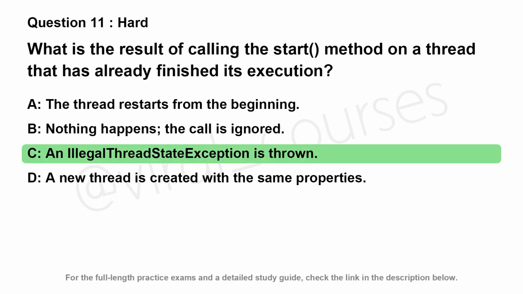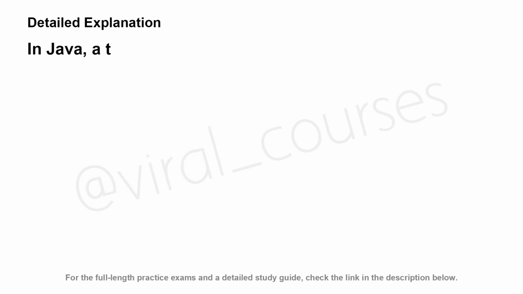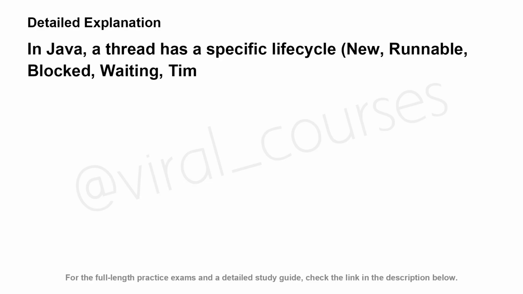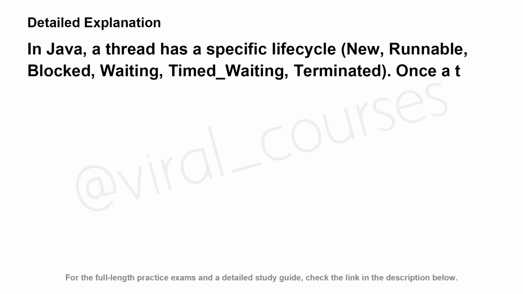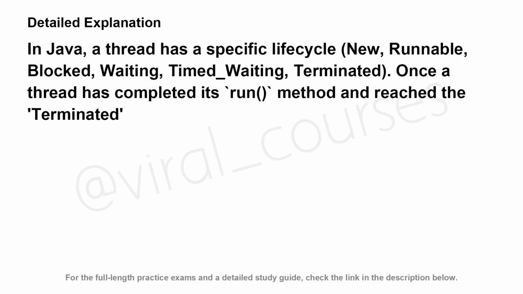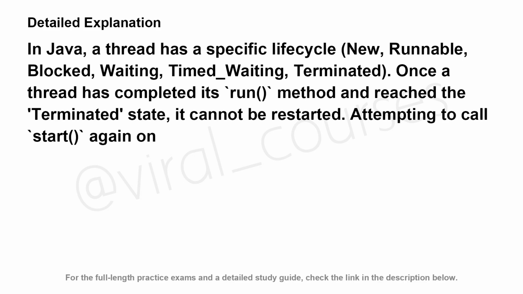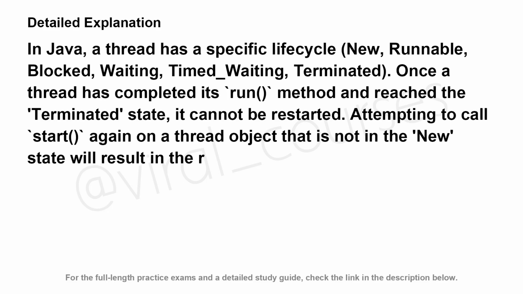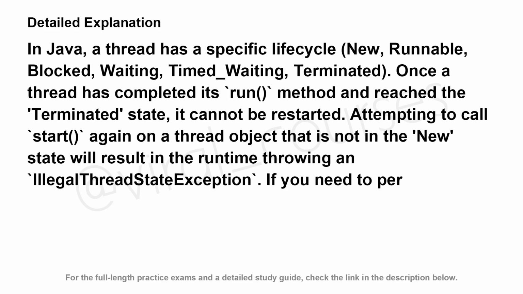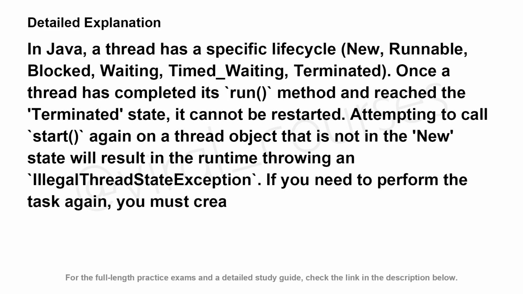The correct answer is C. In Java, a thread has a specific lifecycle: new, runnable, blocked, waiting, timed_waiting, terminated. Once a thread has completed its "run" method and reached the terminated state, it cannot be restarted. Attempting to call "start" again on a thread object that is not in the new state will result in the runtime throwing an illegal thread state exception. If you need to perform the task again, you must create a new thread instance.